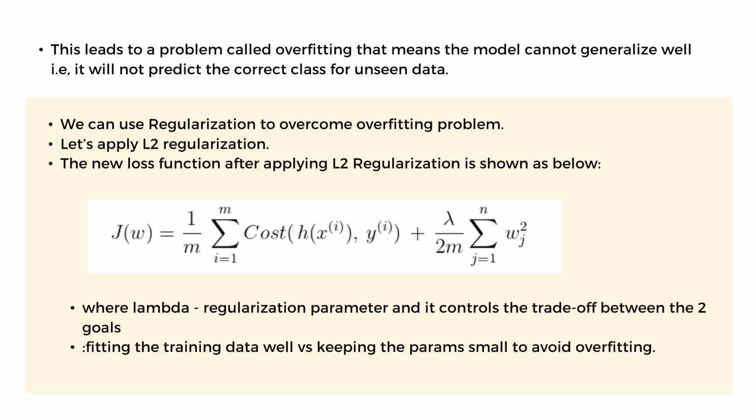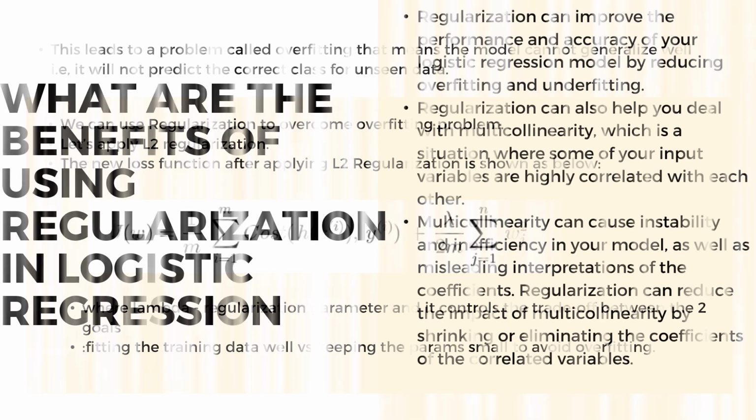So we use L2 regularization. The new loss function after applying the regularization is shown below, where lambda is the regularization parameter and also a hyperparameter, which controls the trade-off between the two goals: fitting the training data well versus keeping the parameters small to avoid overfitting.